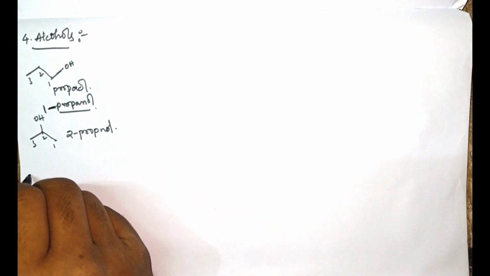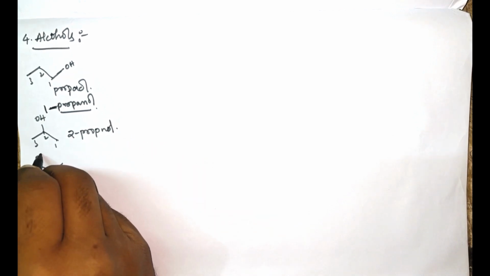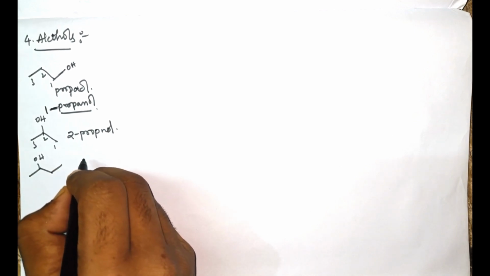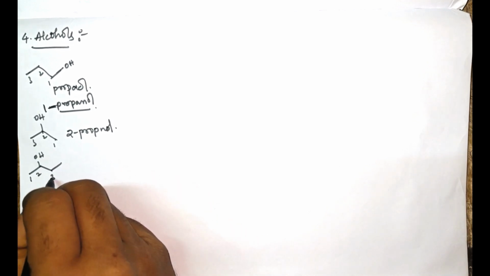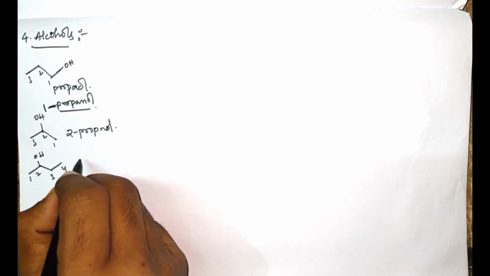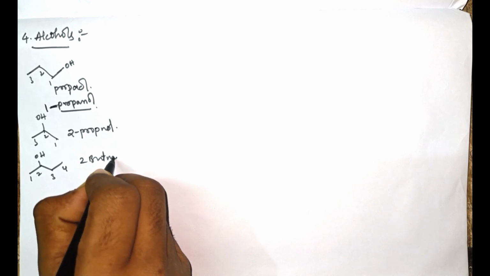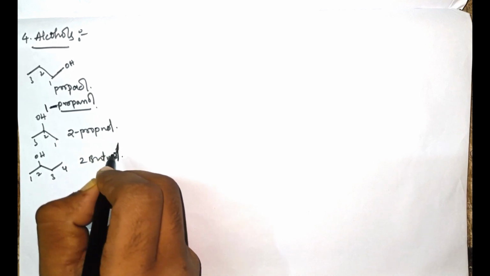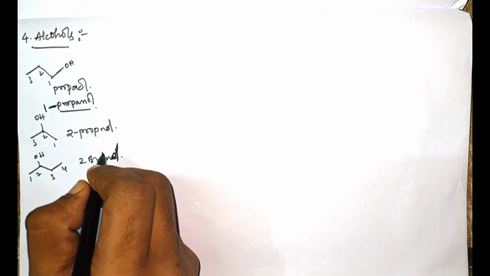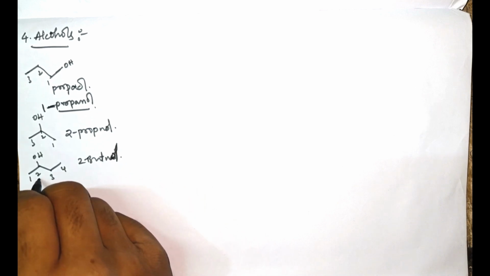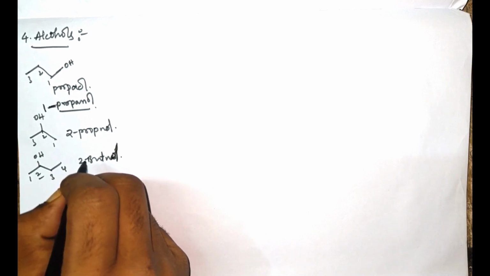And let us take this example. Similarly, give the numbering 1 2 3 4. It's a 4 carbon system. You must be very careful. It's butanol, ol, butanol. And where is alcohol present? At 2, so we mention it as 2-butanol.